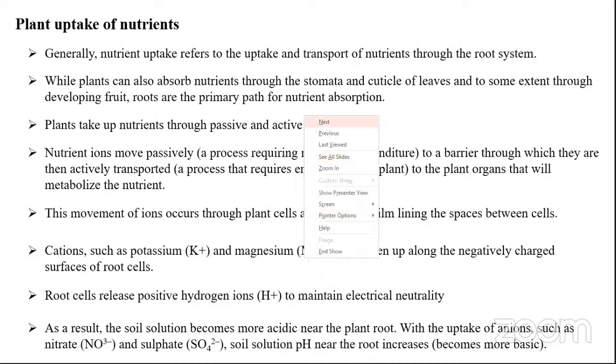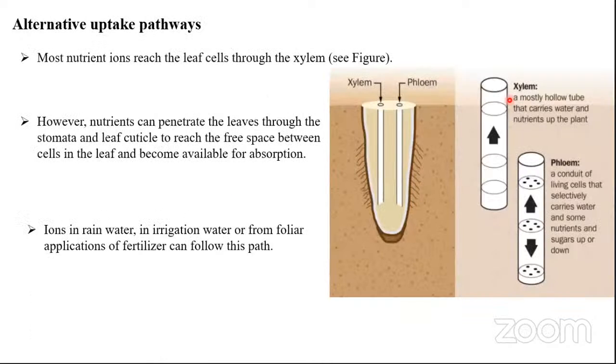Like this, students, in the xylem there is a one-way path, almost a hollow tube that carries water and nutrients to the plant. Naturally, it will take only water upward, but in the phloem we can see both-way conducting. There are also ions in irrigation water. Even the foliage, the leaves, also plays a major role. They also absorb nutrients from the leaf foliage, not only from roots. Foliage is another alternative method, so you can expect some alternative nutrient pathway.